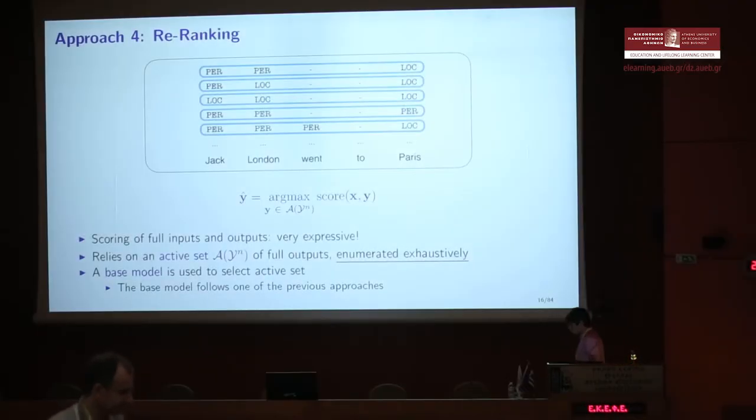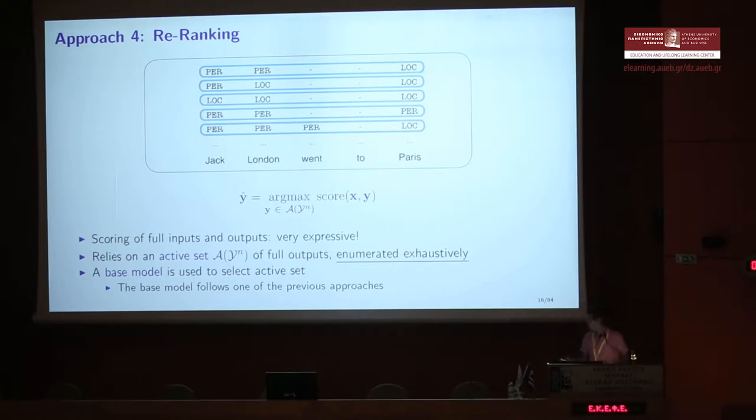And that's the final approach, the fourth, which we're not going to see, but I want to mention, which is re-ranking. In re-ranking, we have an input and we consider as candidates all possible output sequences. Actually not all of them, but some of them. The benefit of that is that my score function here is taking a full input and a full output. So here there's no restriction. The representation can make use of anything.